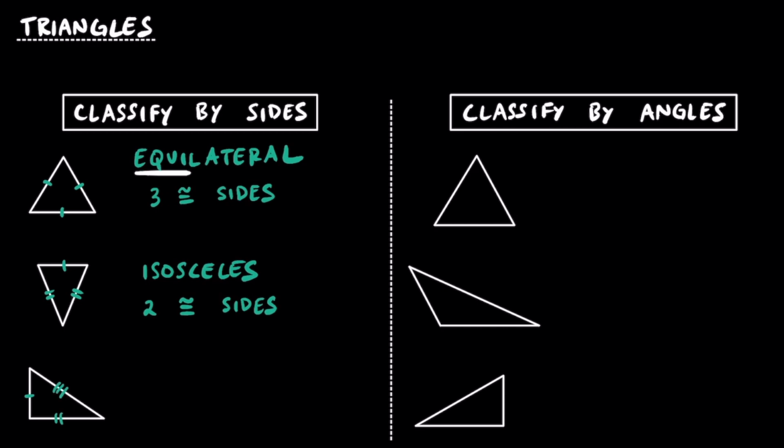A third way we can classify triangles by their side lengths is that if all 3 sides are different lengths, or none of them are congruent, this is called a scalene triangle. With these types of triangles, none of the sides are congruent to each other.